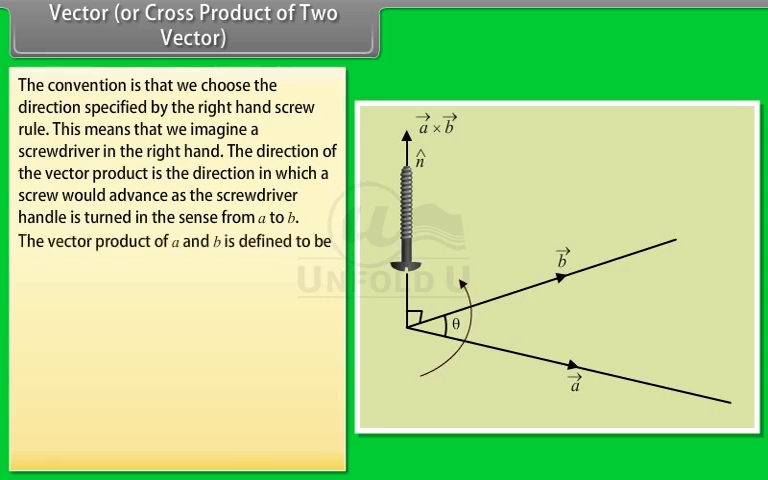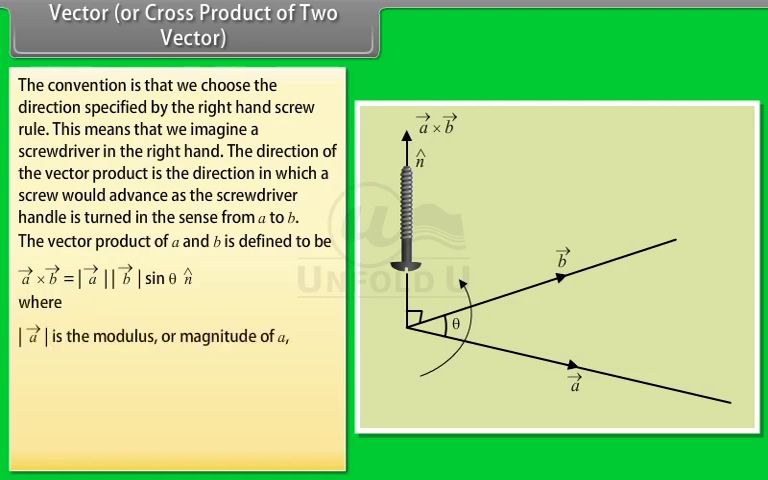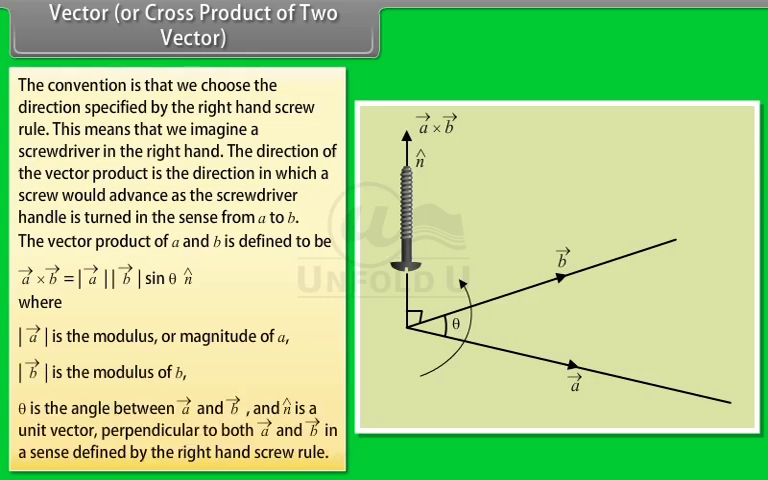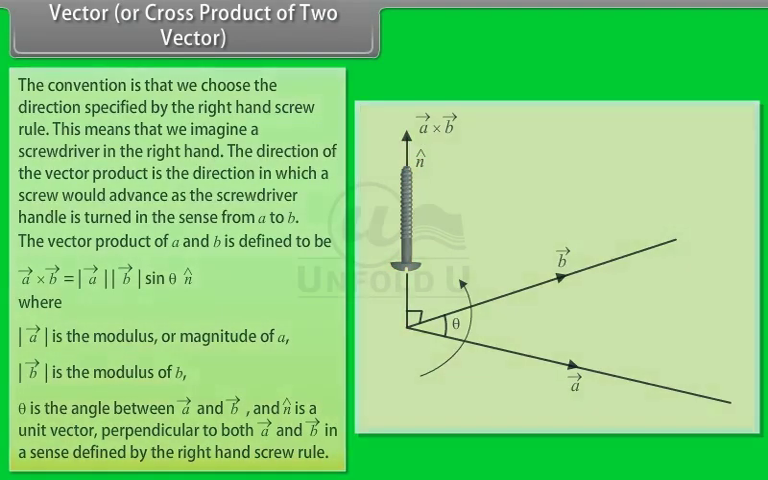The vector product of A and B is defined to be vector A cross vector B equals the magnitude of vector A times the magnitude of vector B times the sine of theta in the direction of n cap, where the magnitude of vector A is the modulus of A, the magnitude of vector B is the modulus of B, theta is the angle between vector A and B, and cap n is a unit vector perpendicular to both vector A and B in a sense defined by the right-hand screw rule.